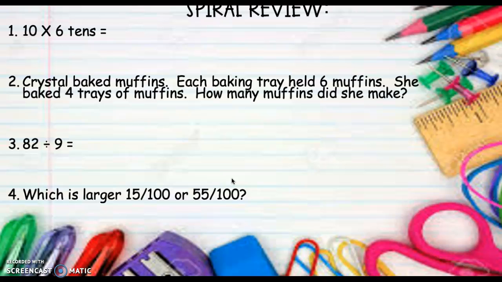All right, so your spiral review today will be 4 problems. All you will need to do is complete these 4 problems before you begin your actual lesson for today. So the first problem says 10 times 6 tens. You just have to find the product to that answer.